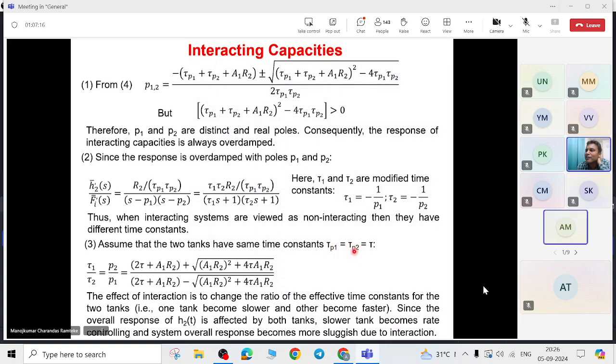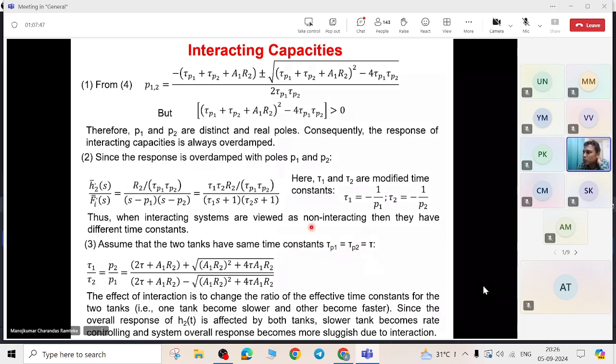Is it clear? Okay, sir. Yes. So clearly, even though tau p1 and tau p2 are the same, if I arrange the two tanks in a non-interacting manner, I'm going to get critically damped. But since these interacting capacities are there, even though tau p1 is exactly the same as tau p2, I'm not going to get critically damped, because this a1 r2 term is going to make tau 1 and tau 2 different. They are not going to be the same, even though tau p1 is the same as tau p2.